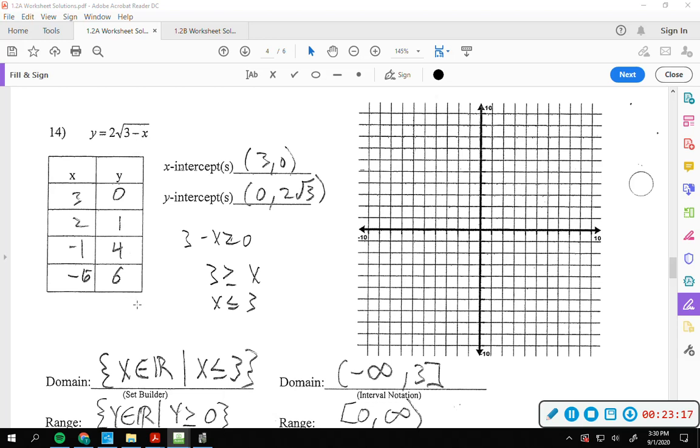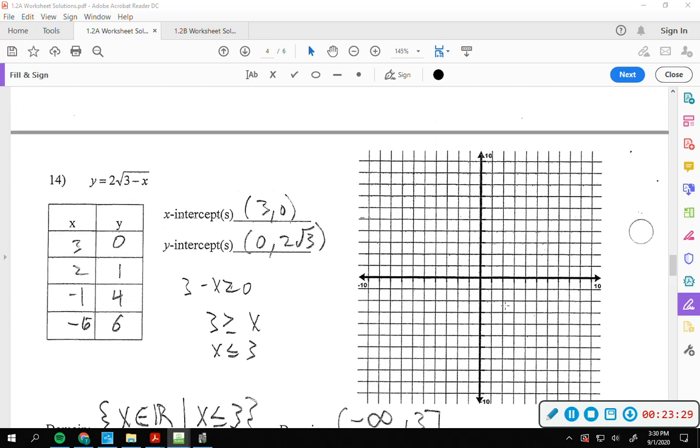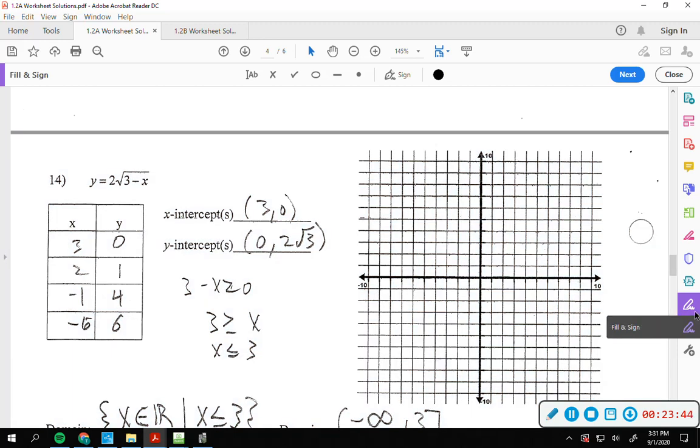Okay? Clearly I did not plot those here. For some reason it did not get done. This graph should be plotted out. 3, 0, 2, 1, negative 1 up 4, negative 6 up 6. See if I can do it with a pen here quickly. No. All right. I will play around and get better at this. Again, the recordings will get better as we go.